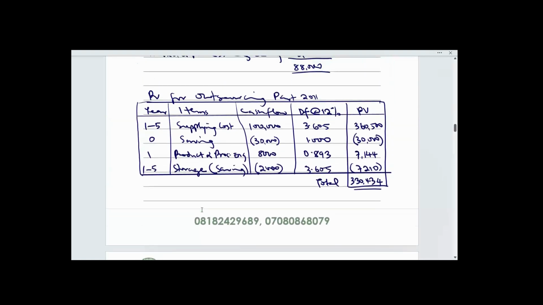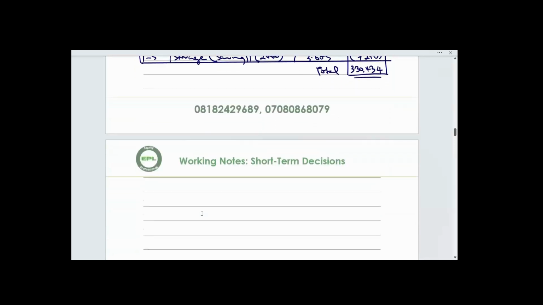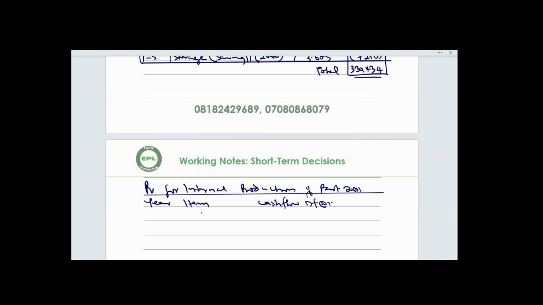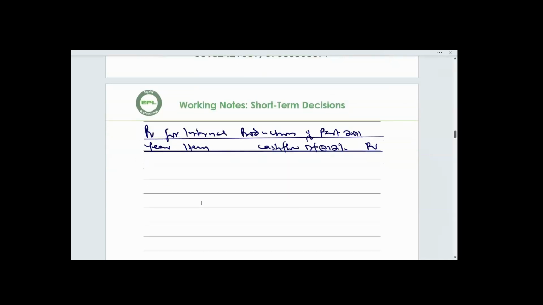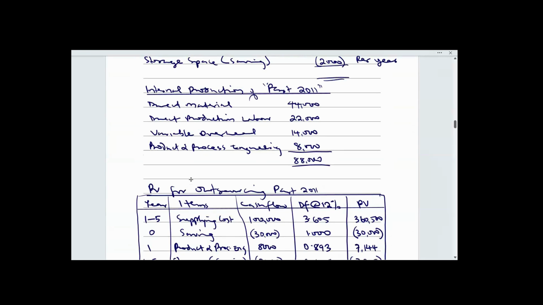So this is the PV for outsourcing part 2011. Let's do the PV for internal production of part 2011. The same way you did for outsourcing: description of items, cash flow, discount factor at 12%, and the PV. Now, I will go back to where I've analyzed the data that I need.